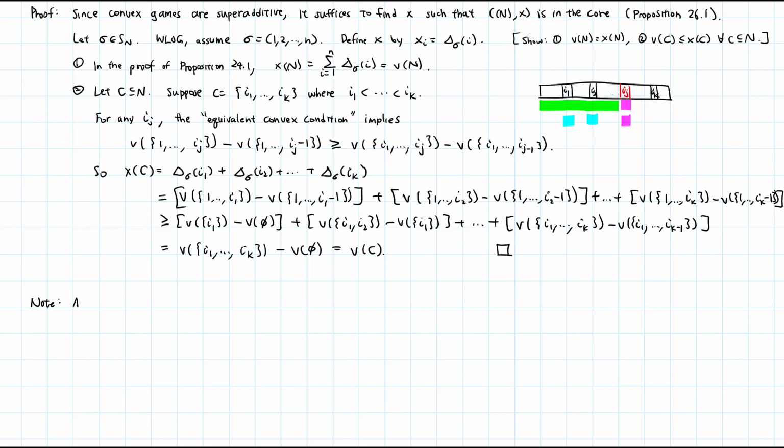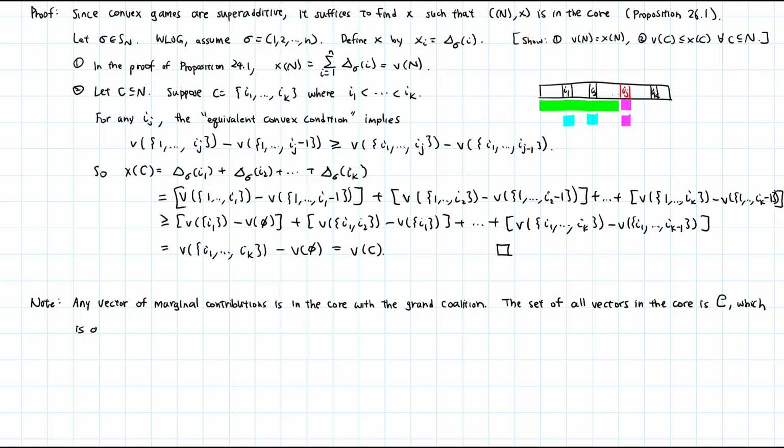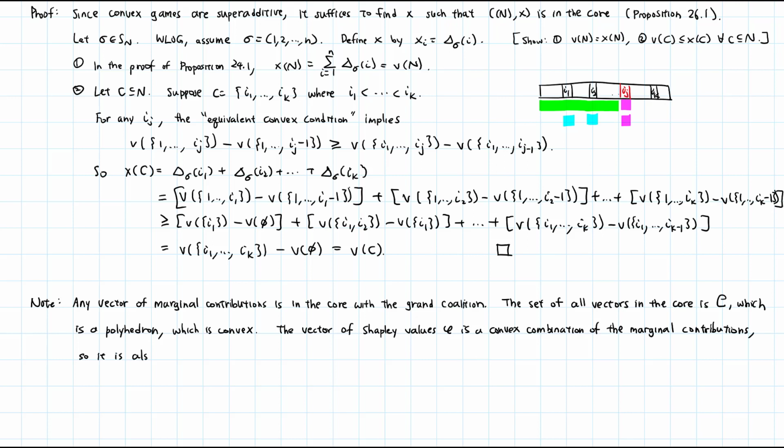We note that any vector of marginal contributions is in the core with the grand coalition. The set of all the vectors in the core is script C, which is a polyhedron, and it is a convex set. This means that any convex combination of the marginal contributions is in the core. In particular, the vector of the Shapley values phi is a convex combination of the marginal contributions, so it is also in the core.